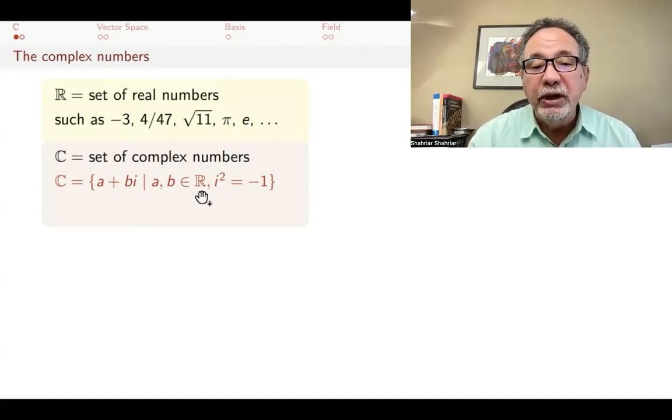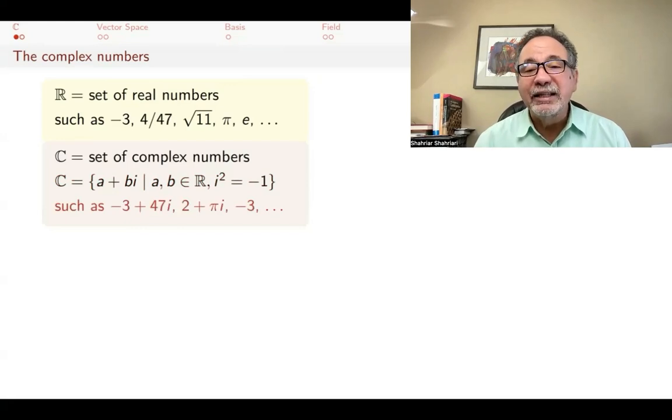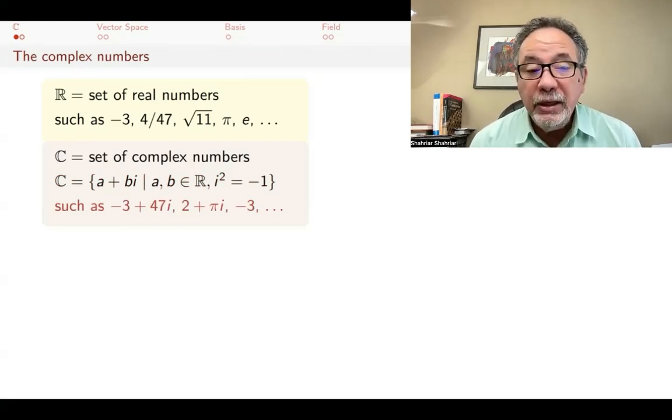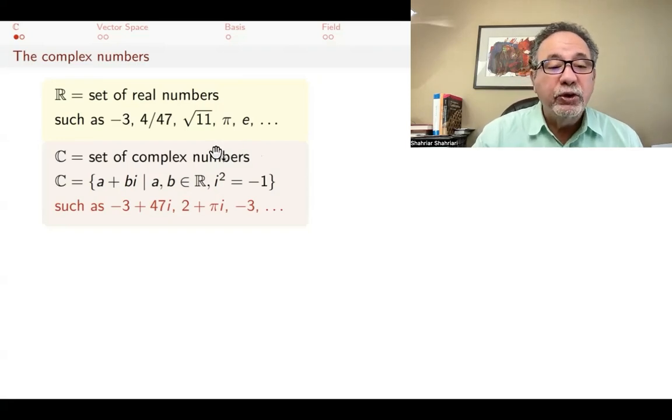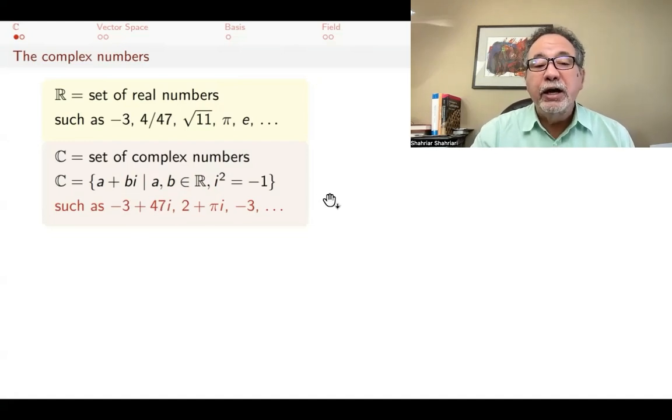So a and b are going to be real numbers, and i has the property that if you square it, you get -1. And these are things like -3 plus 47i, 2 plus pi i. -3 is also a complex number because a could be -3 and b could be 0, and so on. Whenever you put a real number plus another real number times i, you get a complex number.